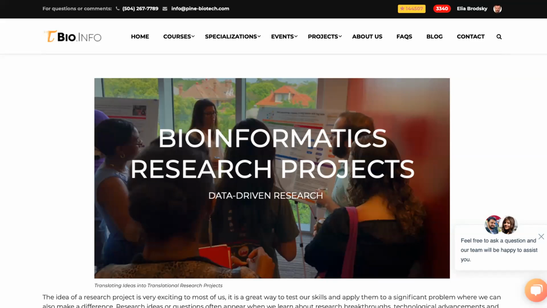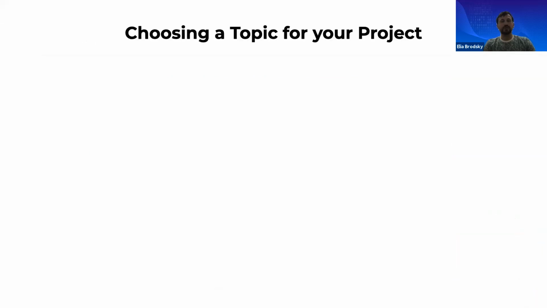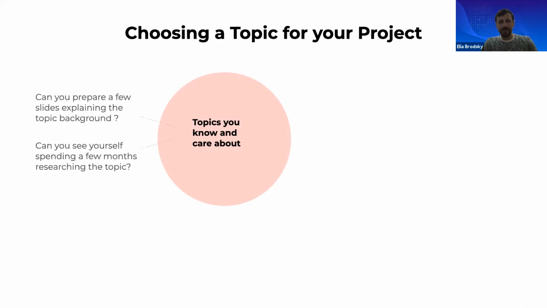Okay, thank you. So when you think about a project, you have to consider several different things. And we already know what you're interested in. So this makes that part of it easy. But that's the first part. So these are topics that you know and care about. And that means that, can you prepare a few slides explaining the topic background, or can you see yourself spending a few months researching this topic, right? So you have to have some sort of motivation to move in this direction.